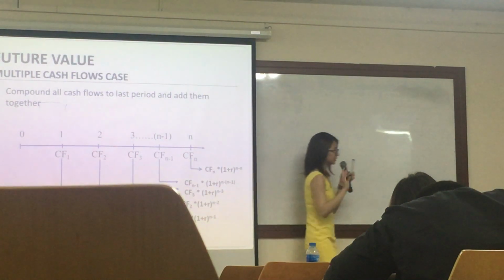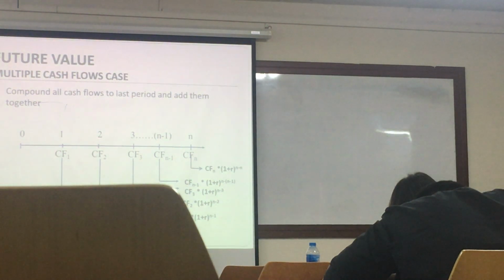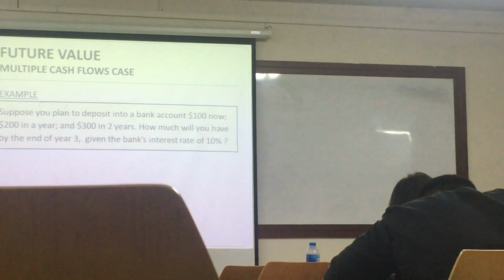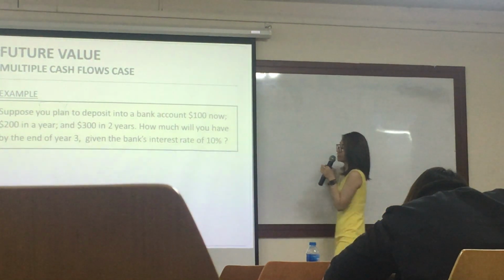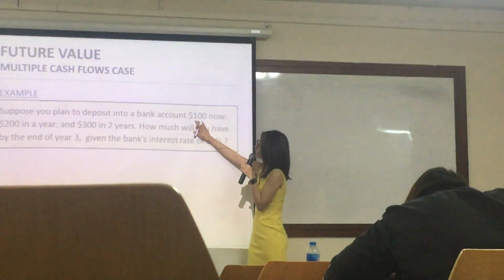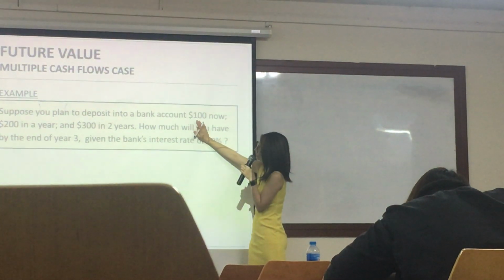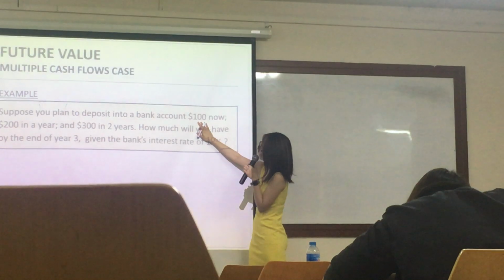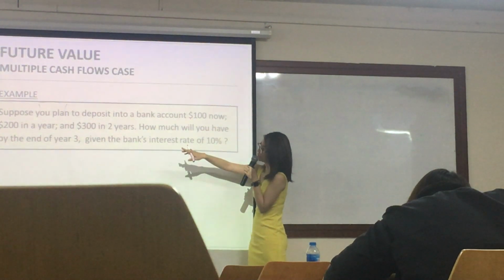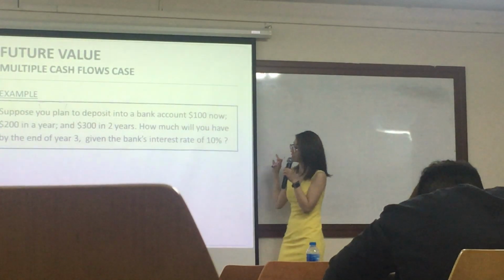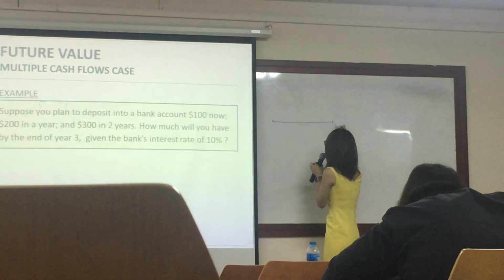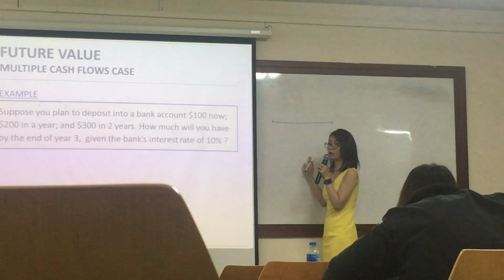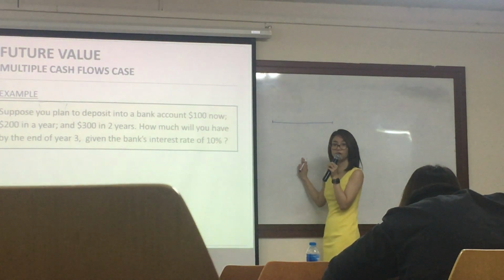So we go into the details with an example, for easier understanding. You will deposit into the bank each year. You deposit $100 now, $200 in a year, and $300 in 2 years. Now you need to draw the timeline for me to know exactly when your cash flows occurred.